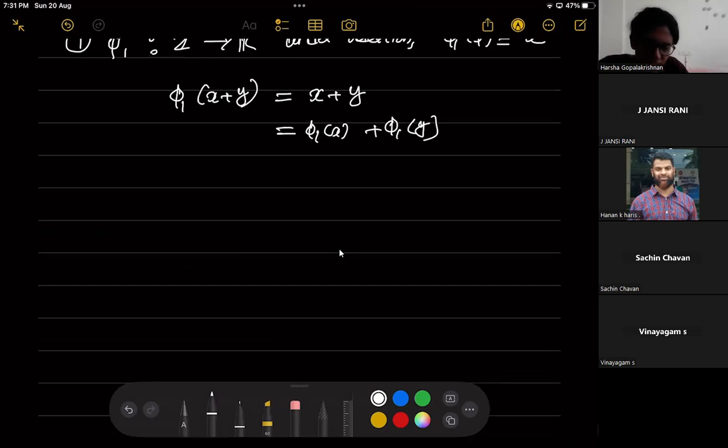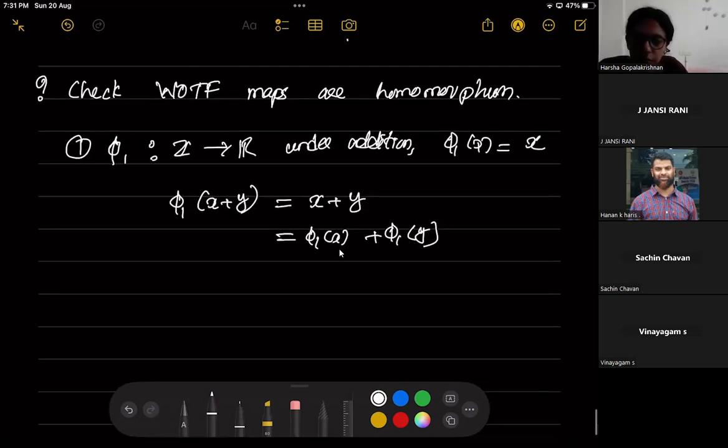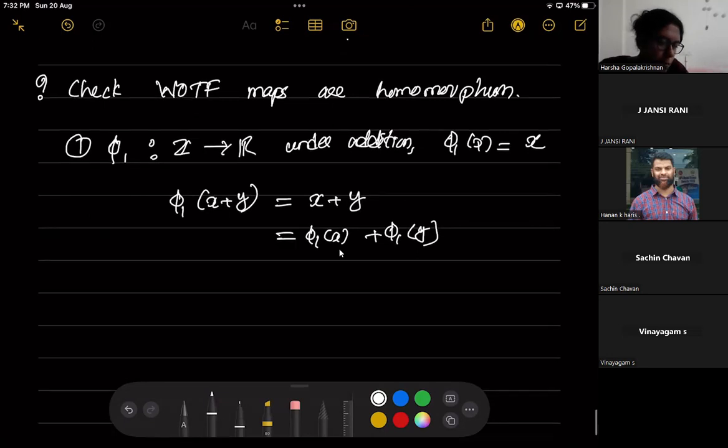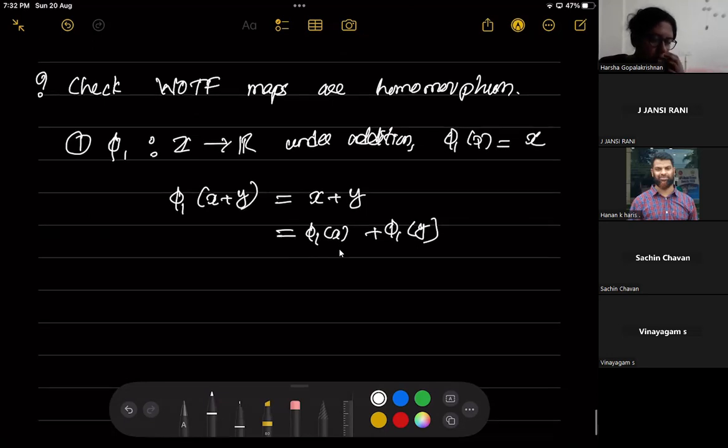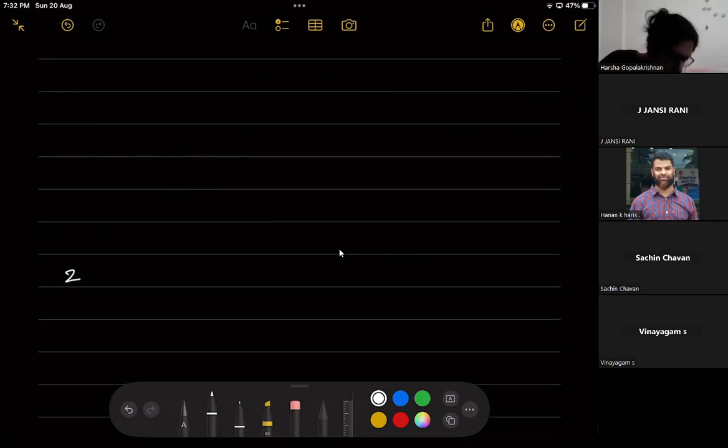Any doubt in this one? This is very simple. Anyone has doubt? Then you can ask. Otherwise, we will go to a bit non-trivial example.